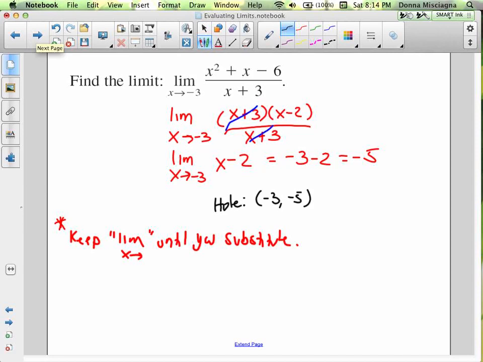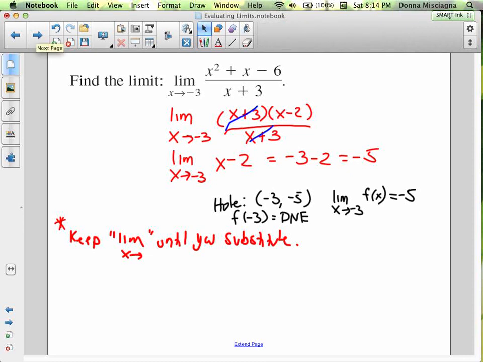I didn't do a graph of this one, I don't think. Because we were able to reduce and we can substitute, the answer we get is indeed our limit. So we have a hole at negative 3, negative 5, but the limit of our function does exist just because the point doesn't exist. So f of negative 3 does not exist because of that hole. But the limit as x approaches negative 3 of f of x does exist, and that's negative 5. So make sure you don't confuse a point existing for the function and the limit existing. Those are two different things.